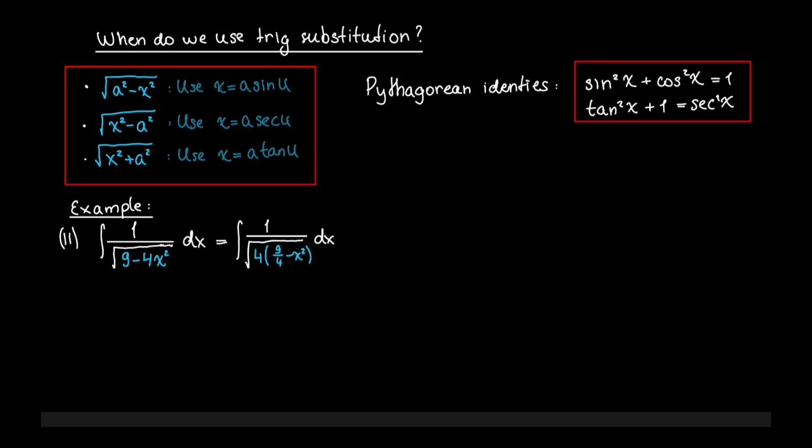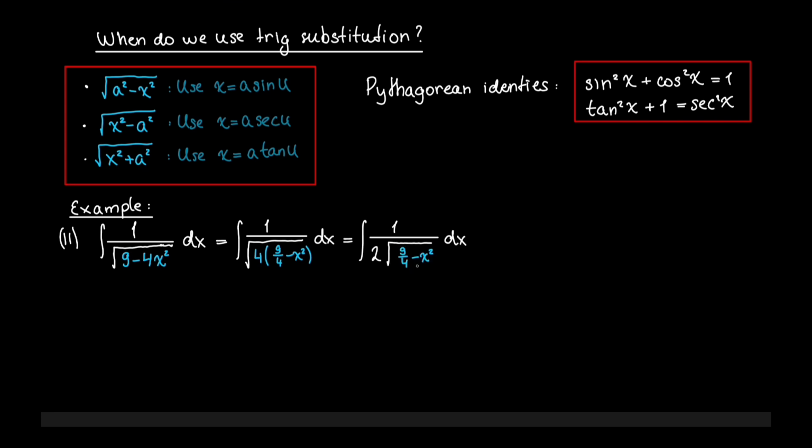Well, to be more precise, we actually took the 4 outside of the parentheses. Thus, in the parentheses, we got 9 over 4 minus x squared. Now, 9 over 4 minus x squared actually is going to satisfy the condition to use the trigonometric substitution a sine u. Of course, only here at the bottom, we can first simplify the 4, because we can rewrite this as 2 separate roots multiplied together, and then take out the square root of 4, which is simply 2.